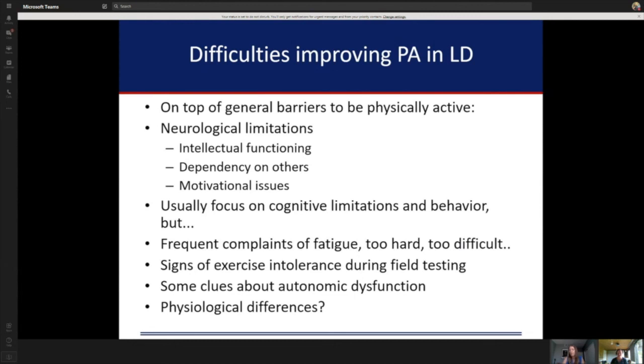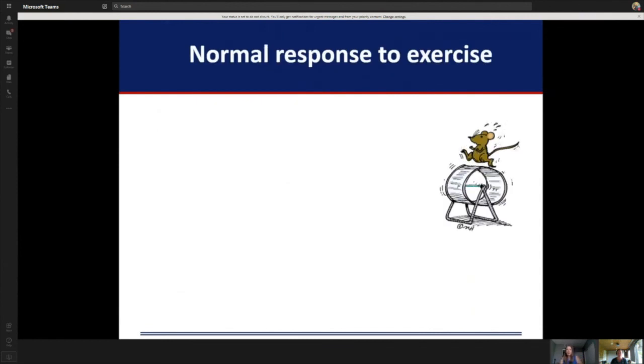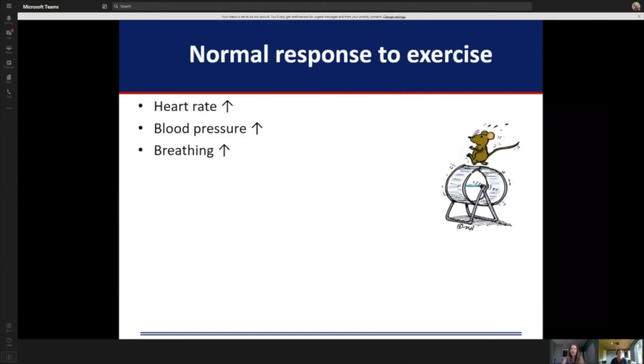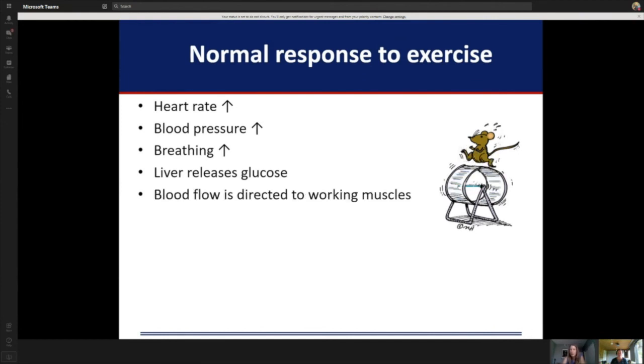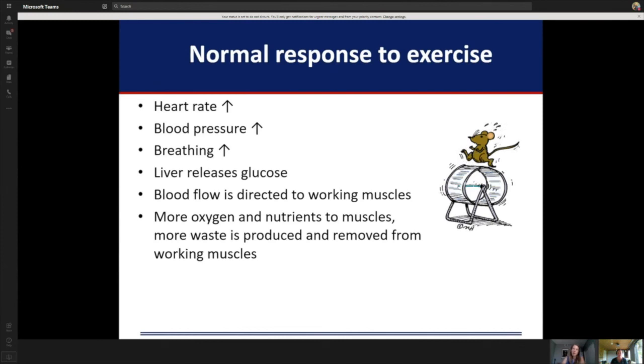With that, we were interested in physiological differences between individuals with learning disabilities and the general population. So just to go over what the normal response to exercise is. When you start exercising, your heart rate goes up, your blood pressure goes up, your breathing gets faster and deeper, your liver releases glucose, your blood flow is directed to your working muscles because you need oxygen and nutrients to those muscles, but also more waste is produced and then removed from those muscles. So blood flow is an important part of the exercise response.